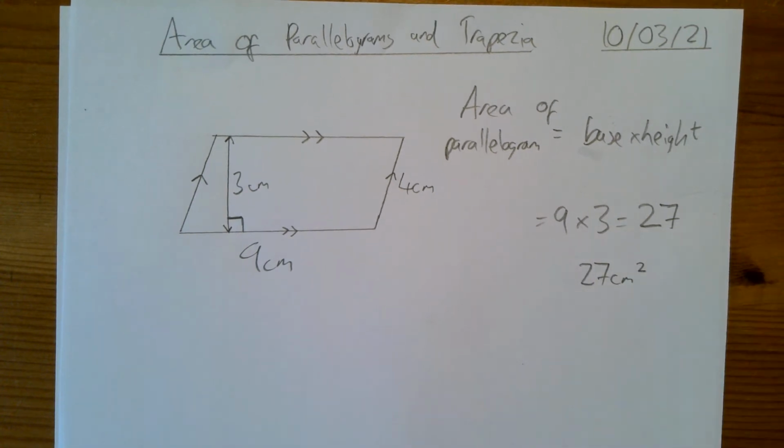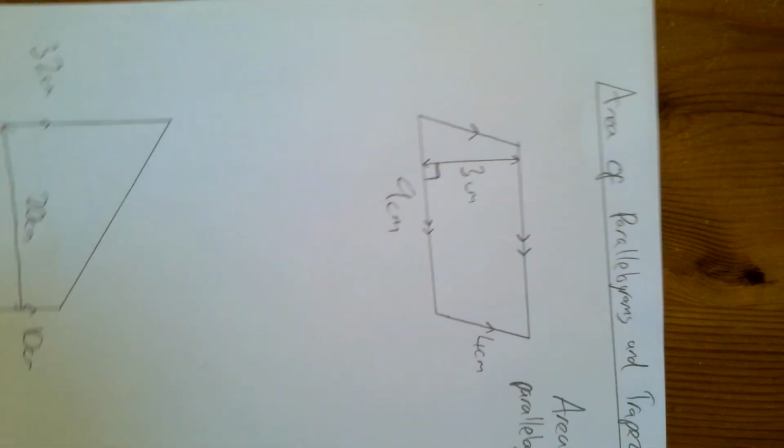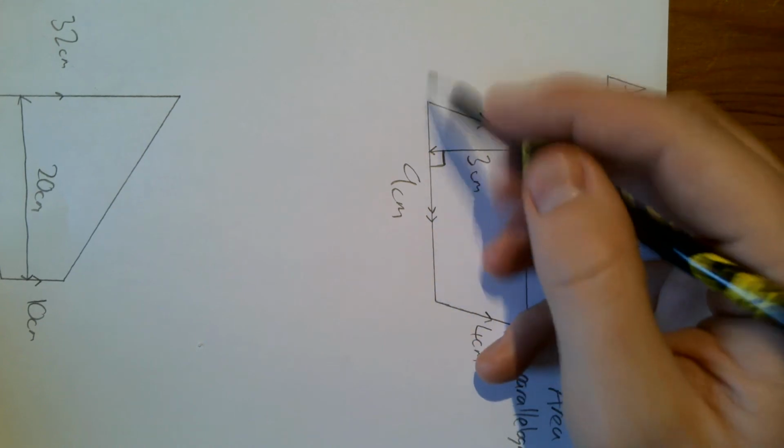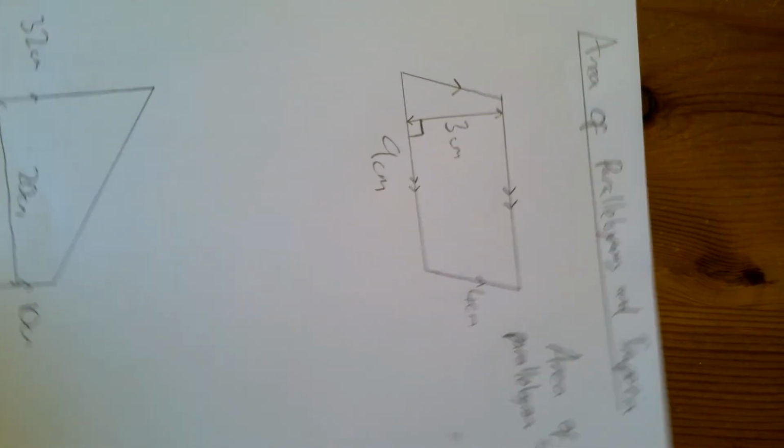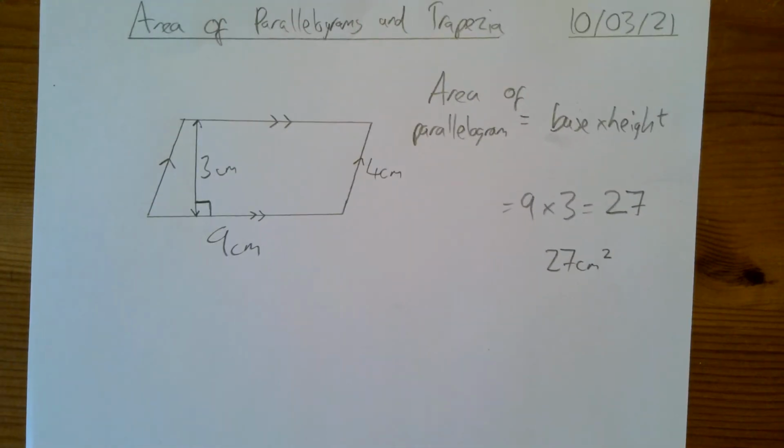So always look to do base times height. Sometimes it looks like that, your base and height. Sometimes it might be on its side and you might have a base like that or a height like that, and then the other one pointing out sideways. It doesn't matter which way up it is, but they must both be at a right angle to each other.